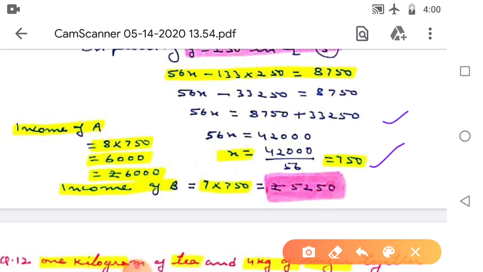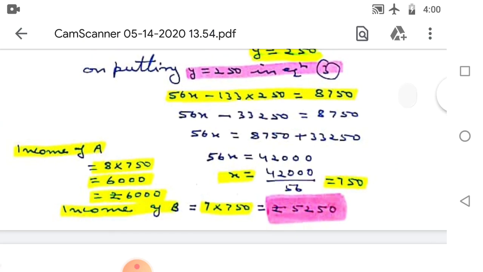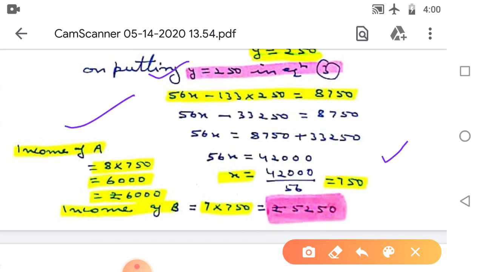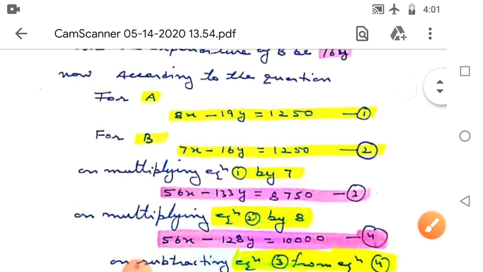Now putting the value of x and y, the income of A is 8x, that is 8 into 750, that is 6,000 rupees, and the income of B, that is 7x, is equal to 7 into 750, that is 5,250 rupees. Clear? So this is the question. Fine.